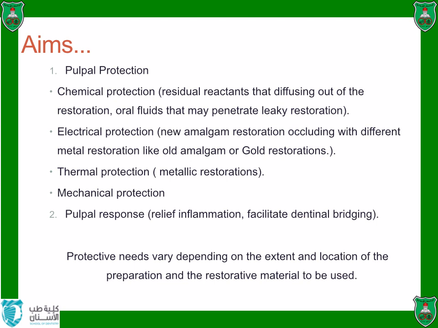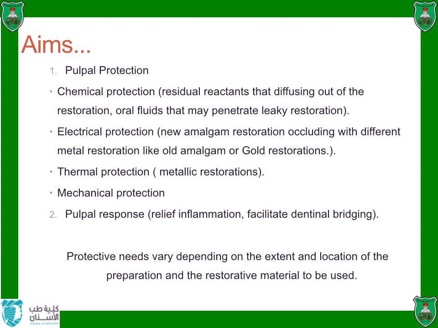Also, we need to protect the bulb against thermal stimuli. Thermal stimuli come from metallic restoration because they have thermal conductivity. Now, amalgam restoration, for example, has a high thermal conductivity, so they might transmit the hot and cold stimuli from the oral cavity toward the bulb. The liner and bases should be materials that have low thermal conductivity to protect the bulb. Also, composite restoration have low thermal conductivity. That's why they are considered good insulators and they will prevent any thermal stimuli from entering toward the bulb.